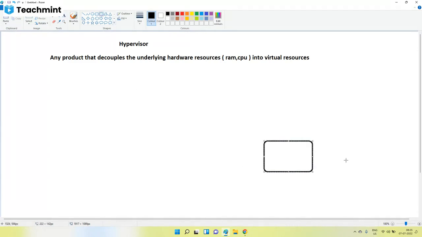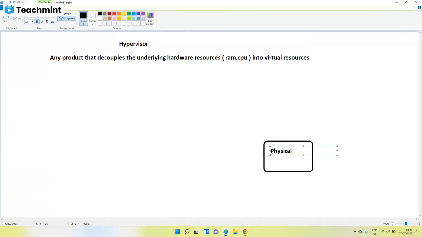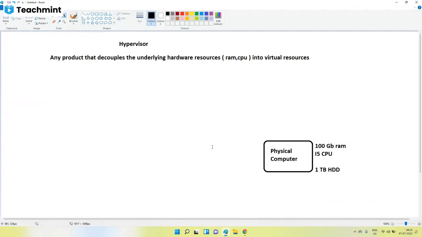you have a physical computer here with physical resources. Maybe a server, desktop, laptop, whatever it may be. Here we have 100 GB RAM, Xeon CPU, let's say 1 terabyte hard disk. For your easy understanding, I'll say i5 processor. Any product which will split these physical resources.